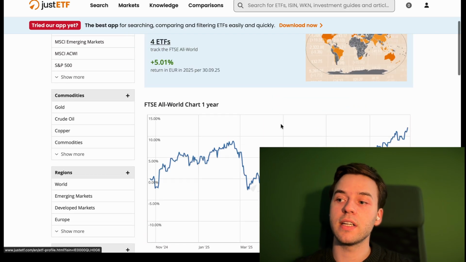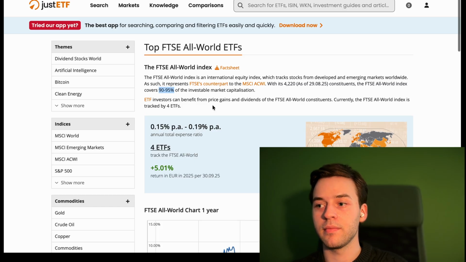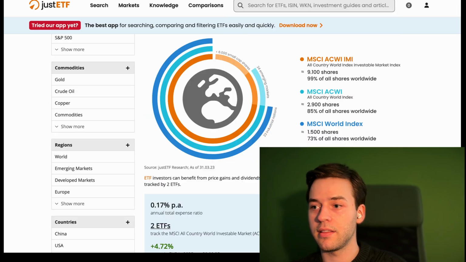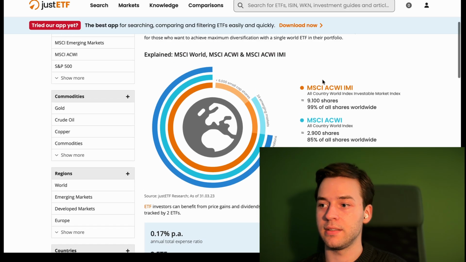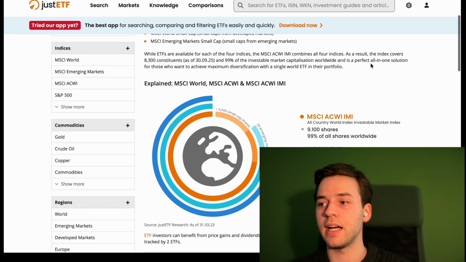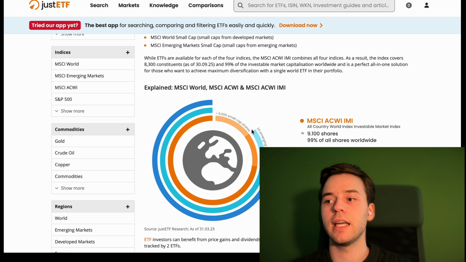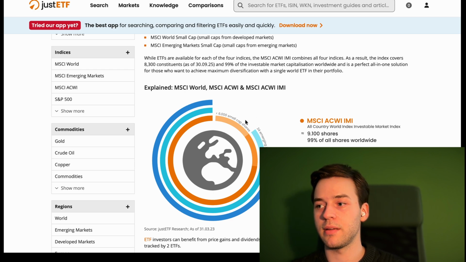But we can go even a step further with the MSCI All Country World EMI. And the EMI stands for, I think, investable market. This EMI index also includes the MSCI World Small Cap, so the small caps from developed markets, and also the MSCI Emerging Markets Small Cap, so the small caps from the emerging markets.